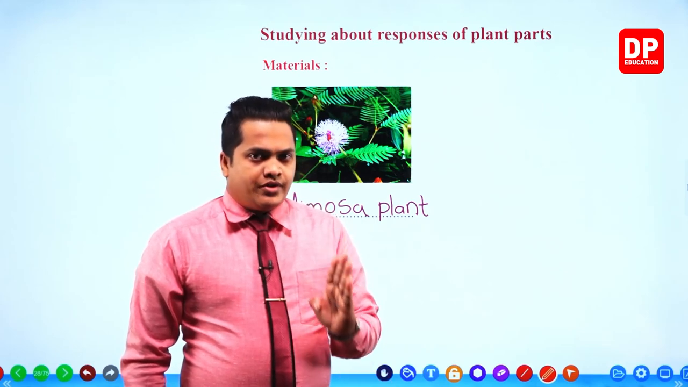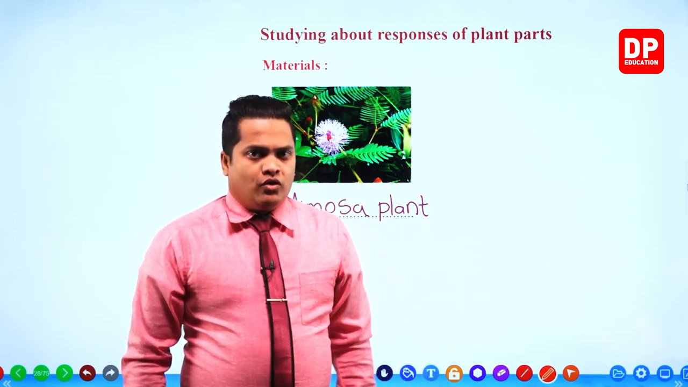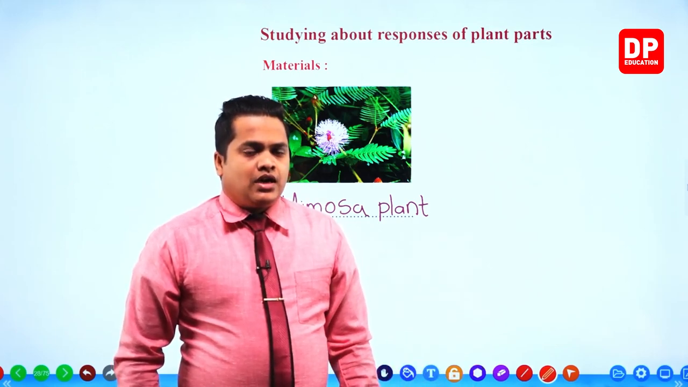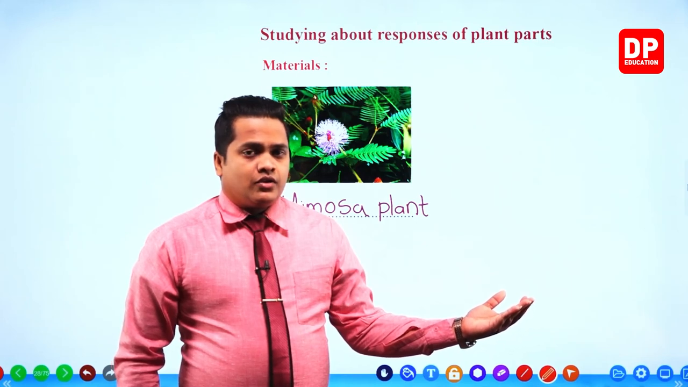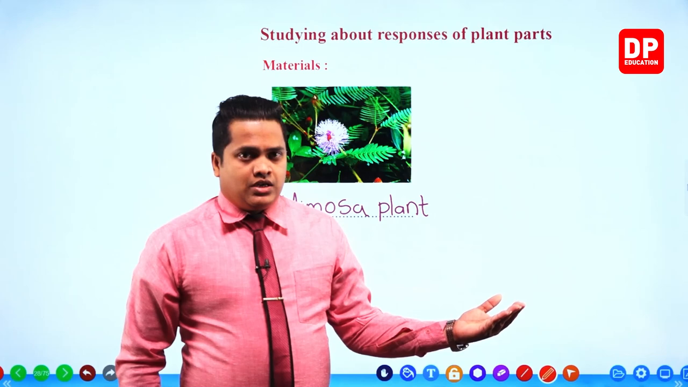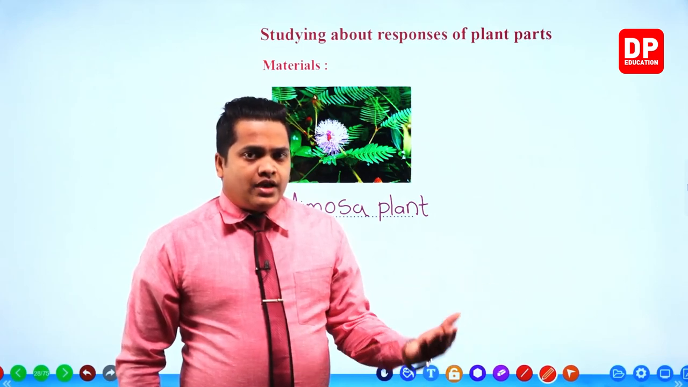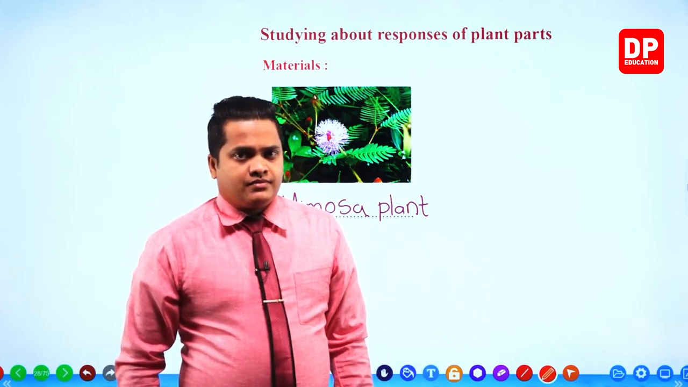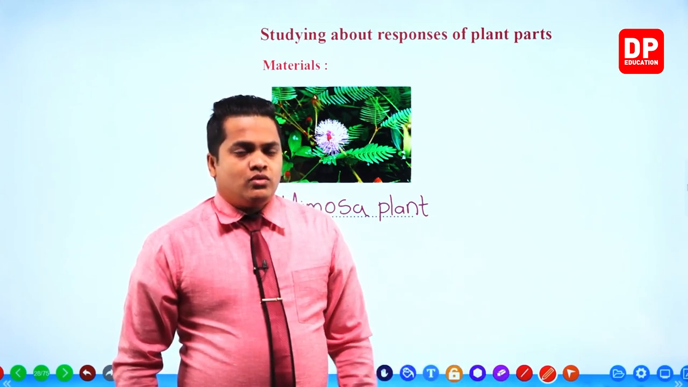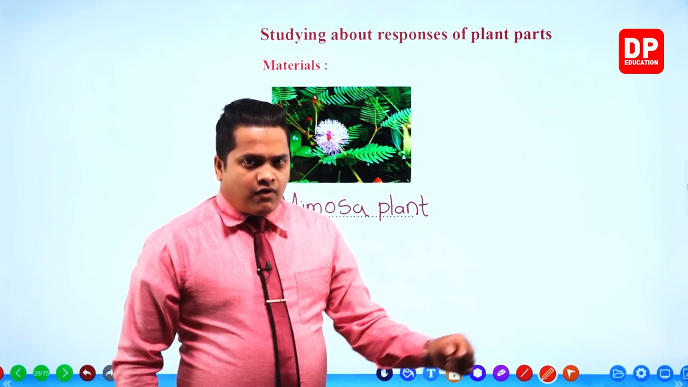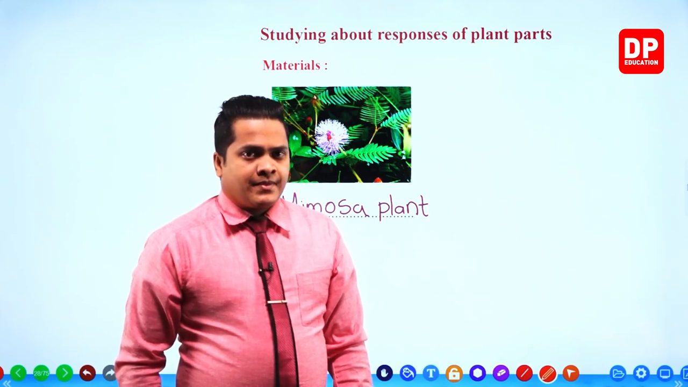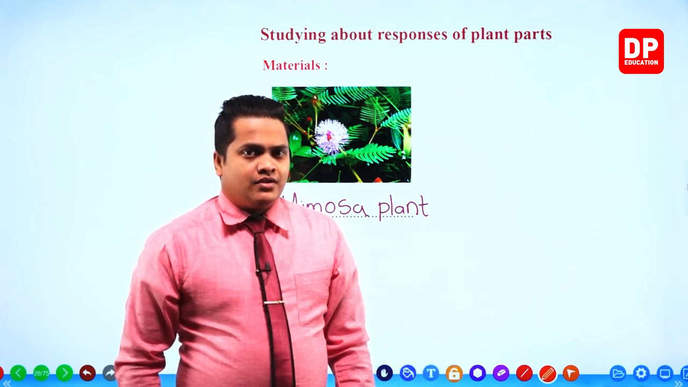What you have to do is go outside from your home, to your external environment. Try to find two mimosa plants. Don't uproot them. Locate two mimosa plants. Vibrate one plant and observe what's going to happen. Touch the second plant.